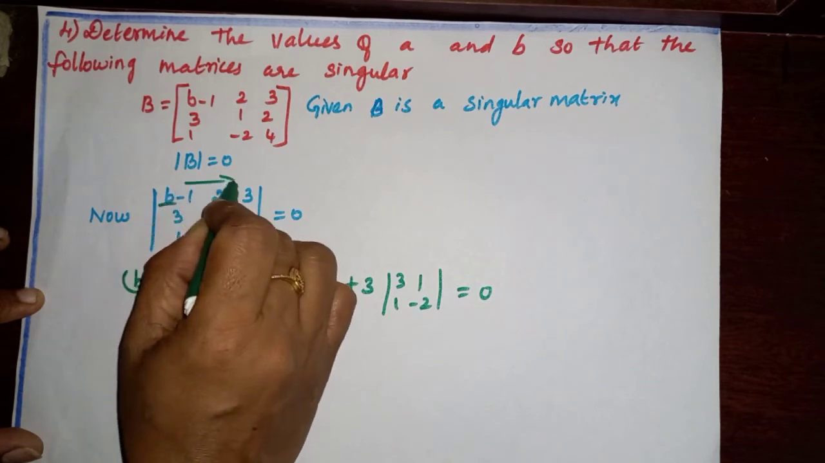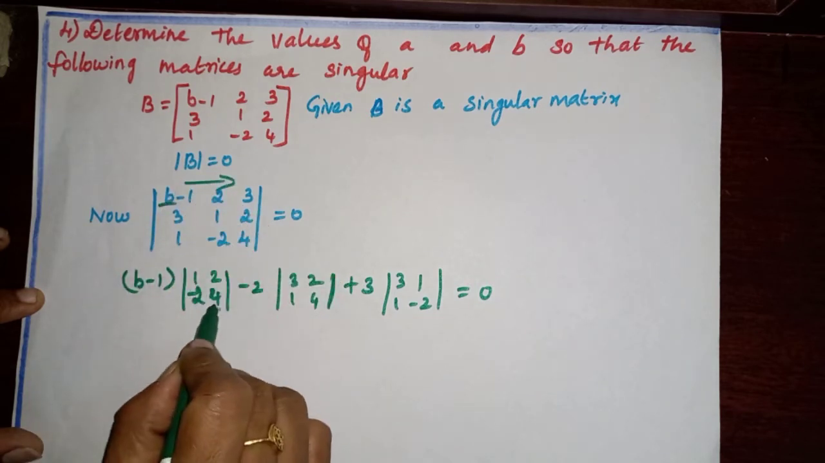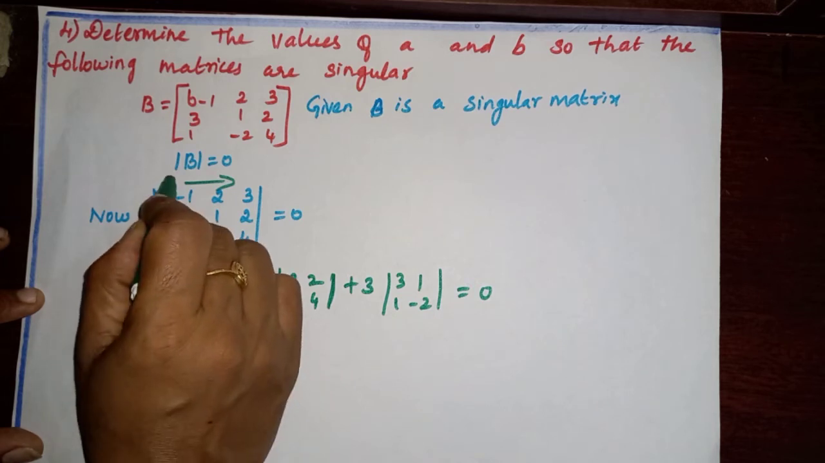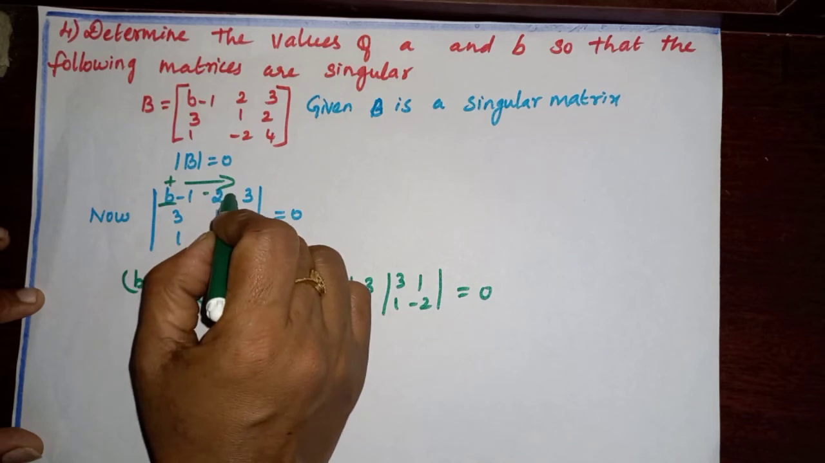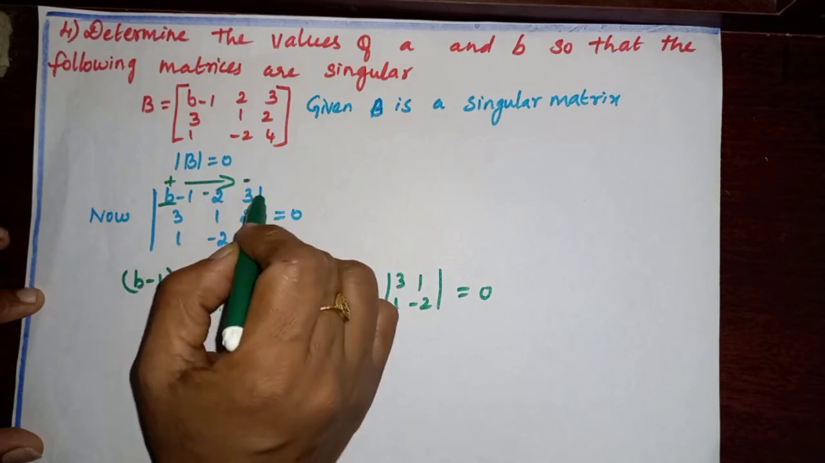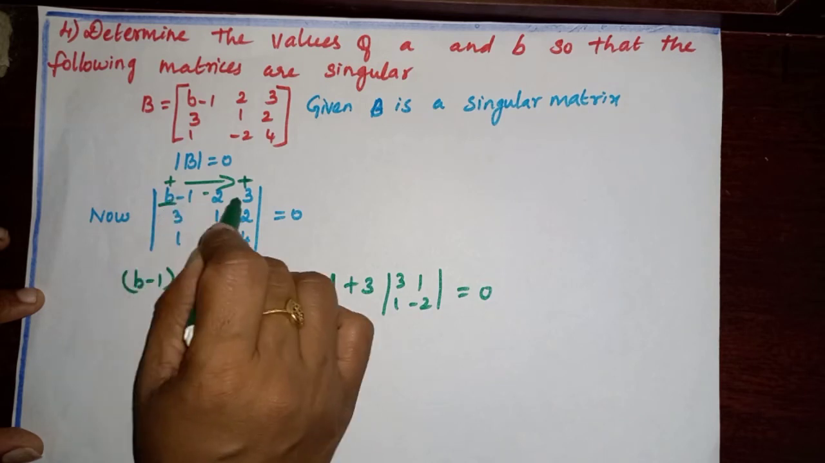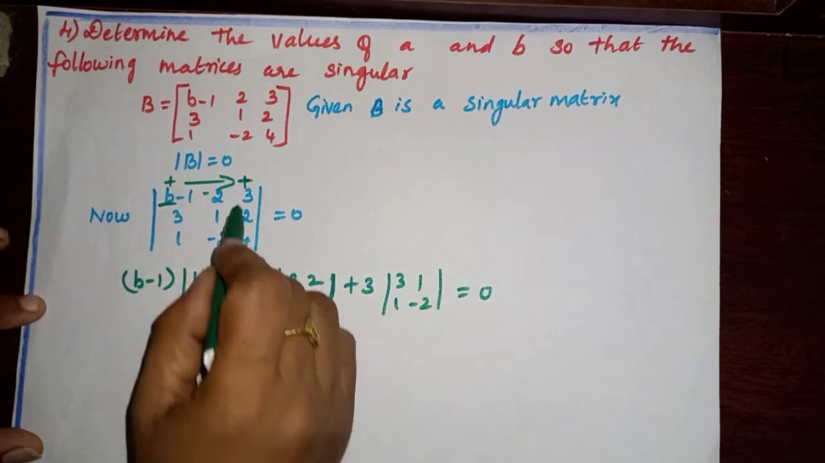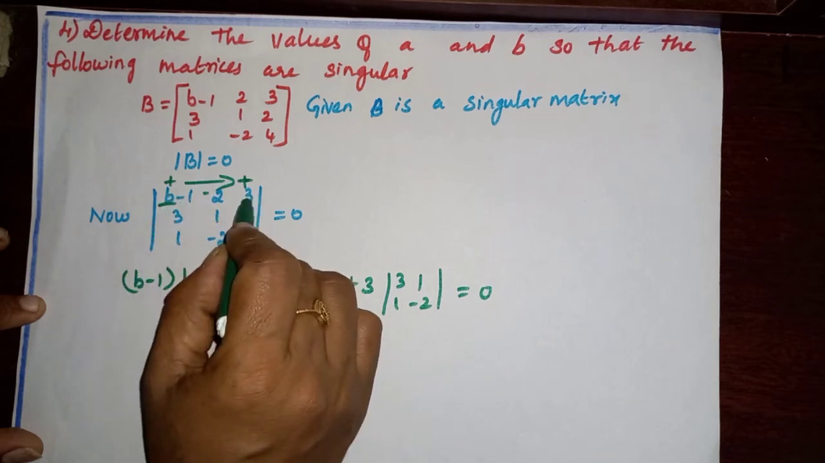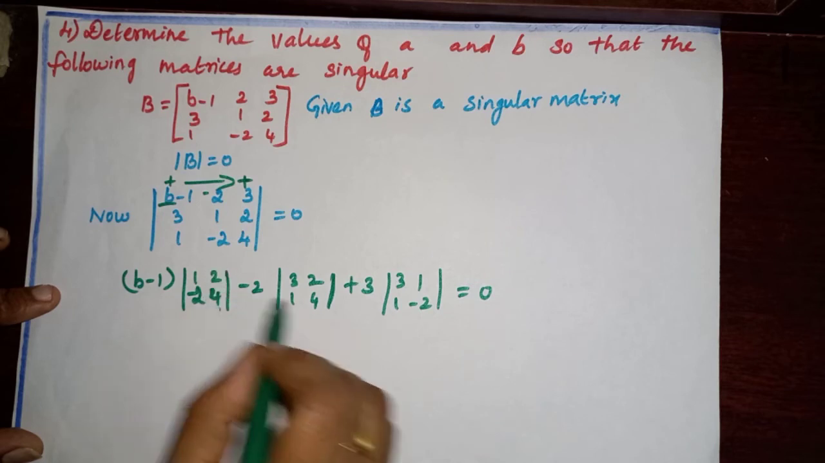I am going to expand along R1. B minus 1, with minor [1, 2; minus 2, 4], stands in plus sign. Second element is negative, it's in position 1, 2. Here 3 is in 1, 3, so it is positive. Minus 2. Delete the first row and second column, we have [3, 2; 1, 4]. Plus 3. Delete the first row and third column, then we have [3, 1; 1, minus 2].